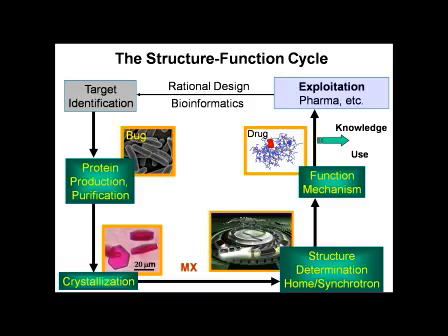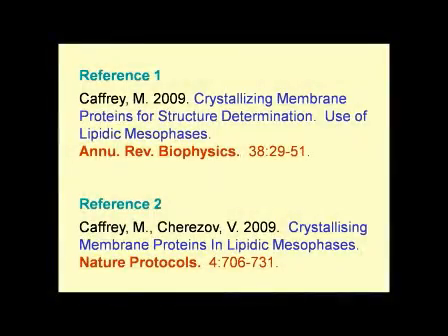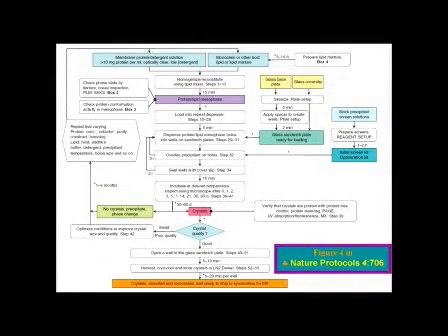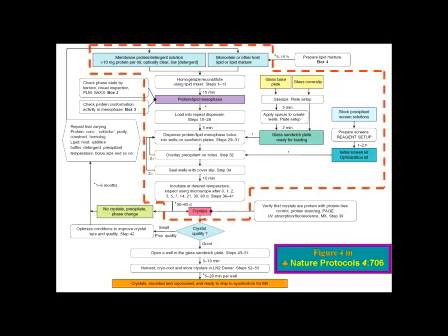The focus of this Jove article is to show you how we produce diffraction quality crystals of membrane proteins using lipidic mesophases by the so-called in meso method. A recent review of the method and its scope is available in reference 1. The step-by-step protocol we will follow here is described in reference 2. A flowchart summarizing the steps involved in and time required for setting up an in meso membrane protein crystallization trial is shown here. This video covers those steps enclosed by dashed red lines.